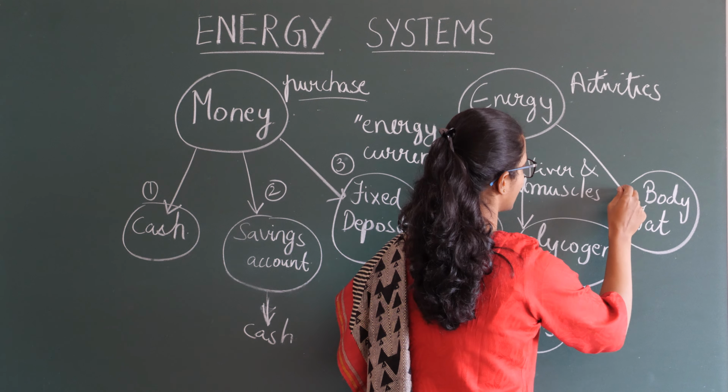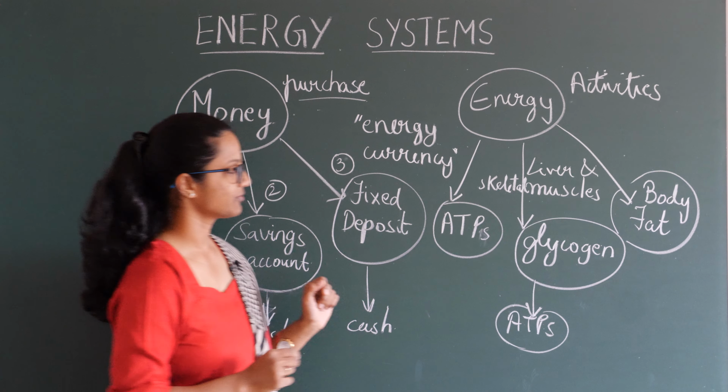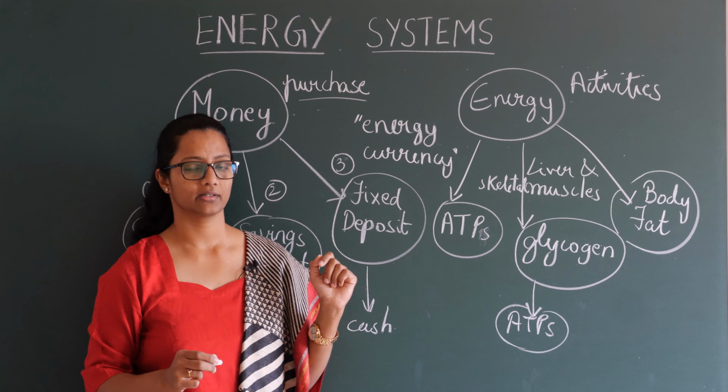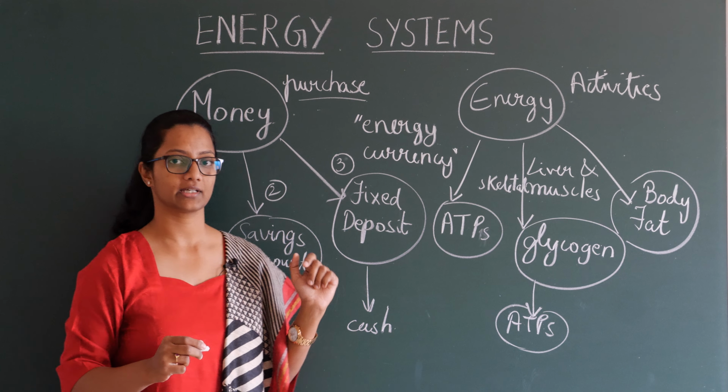Stored form of energy. And therefore when we talk about obesity and gaining fat, it is nothing but gaining of stored form of energy, just like your fixed deposit. So this fixed deposit is broken because he was in need of cash. So body fat is broken and it is converted to ATPs, can be used.